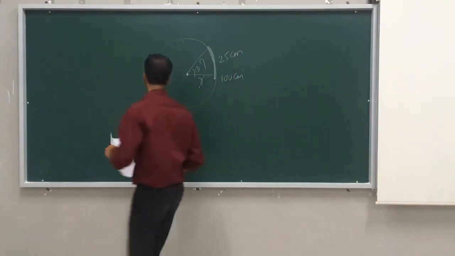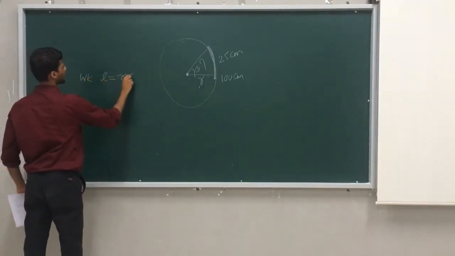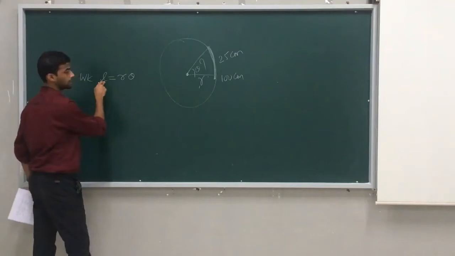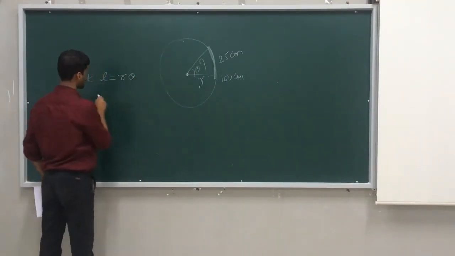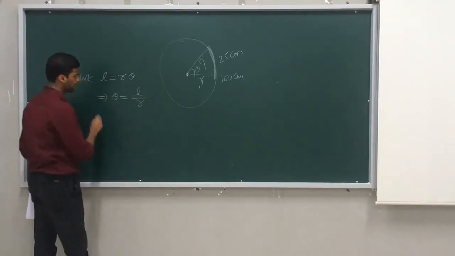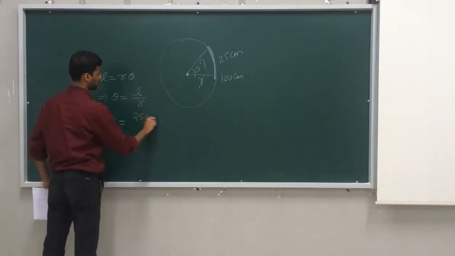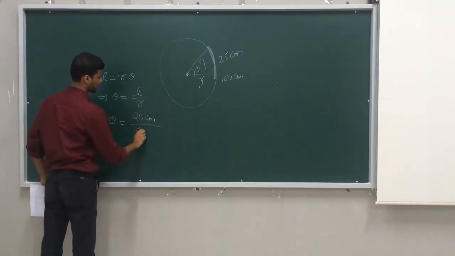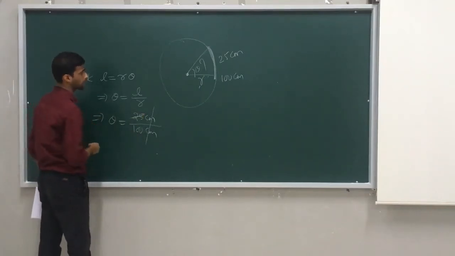Okay, what we do here is we all know that L equals R into theta. Arc length is given, it is 25. Radius is given, 100 centimeter. I want the angle. So what will I do? Write theta equal to L by R. So with this I got a confirmation. L is 25 centimeter, R is 100 centimeter. These centimeters will cancel.